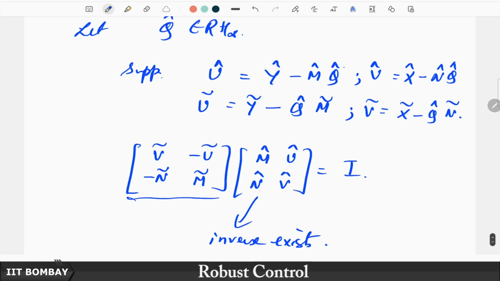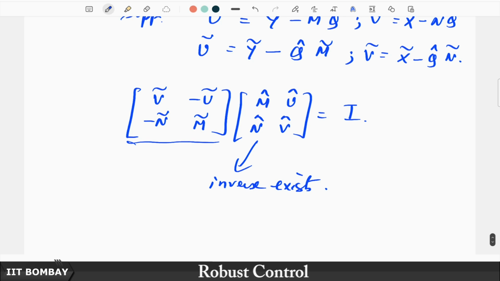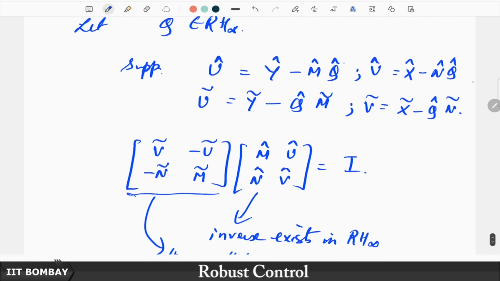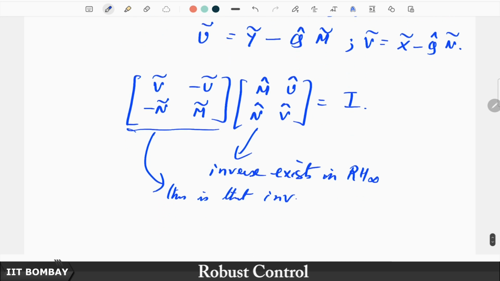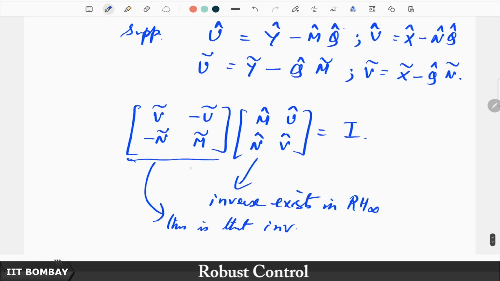So, by choosing a q hat in RH infinity, what you have done is you have ensured that this fellow's inverse exists, not just exists but also exists in RH infinity. Why? Because this is that inverse. And why must this belong to RH infinity? Because every member therein is in RH infinity. So, therefore, of course, this must belong to RH infinity. So, just by choosing that the q hat is in RH infinity, you have ensured that this whole thing is in RH infinity, and this is also exactly by this relation the inverse of this fellow.